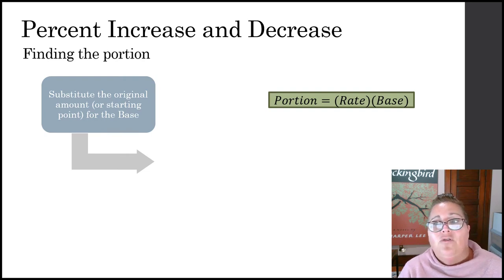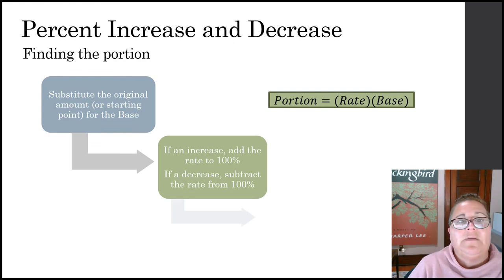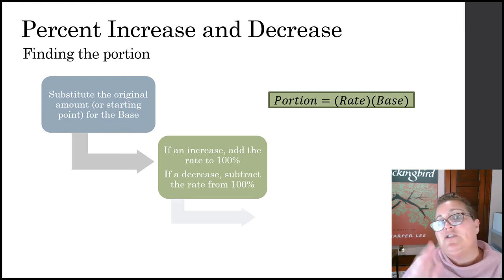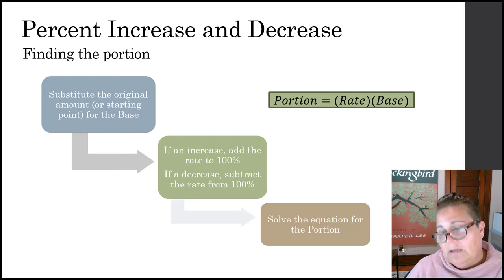If we have an increase, we add the percentage rate to 100 because it's an increase, so it's going to be more than 100%. And if we have a decrease amount, we subtract that rate from 100 because it's going to be less than our original. Remember, the original is the base, and that's 100%. Then we solve this equation for the portion that we need.